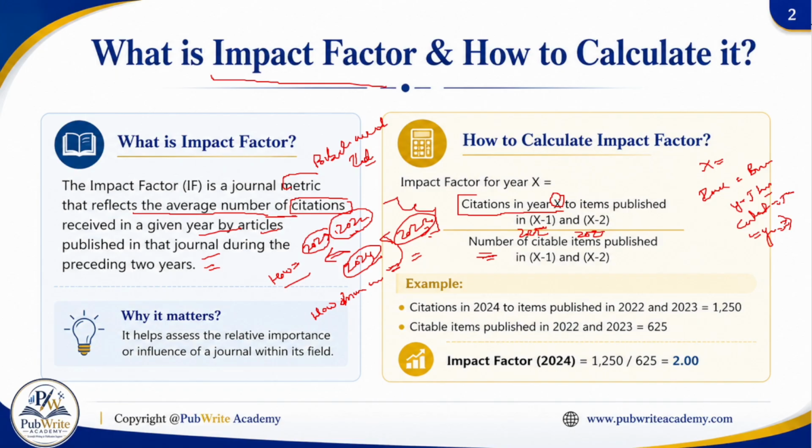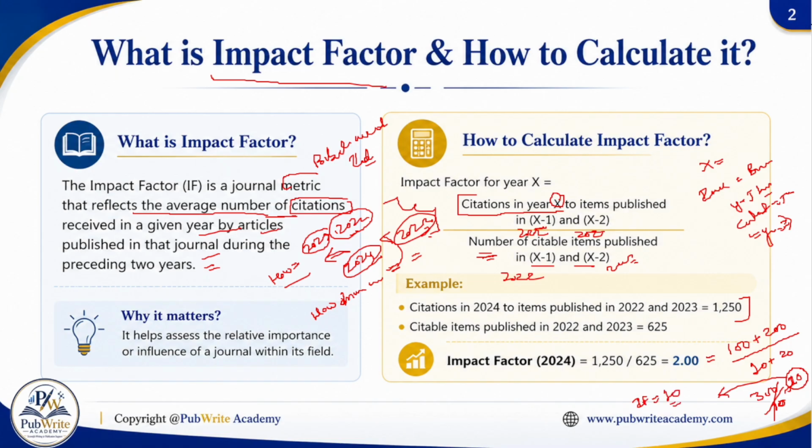So we need to calculate this number for 2022 and 2023. Let's just ignore this and calculate a rough example. Let's suppose in 2022 we get 100 citations and in 2023 we get 200 citations. Then the documents published are 10 in 2022 and 20 in 2023. So we divide 300 by 30, and it will come to around 10. So what does it denote? The impact factor of this journal will be around 10. This is how we can calculate it.